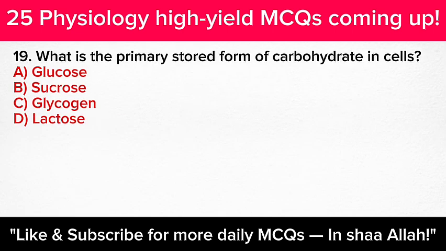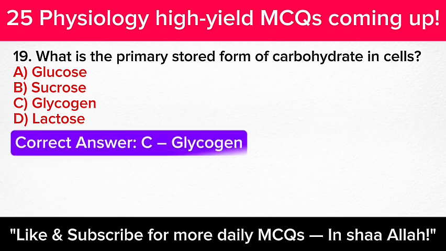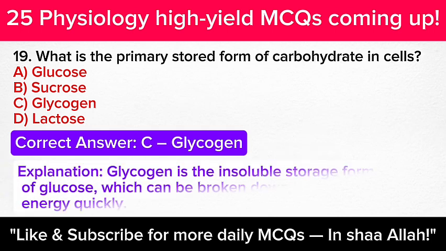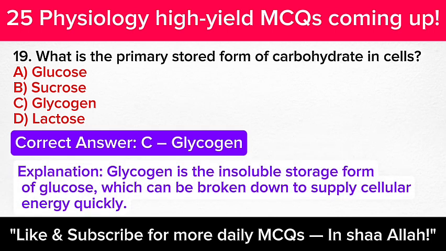19. What is the primary stored form of carbohydrate in cells? A. Glucose. B. Sucrose. C. Glycogen. D. Lactose. Correct answer, C. Glycogen. Explanation. Glycogen is the insoluble storage form of glucose, which can be broken down to supply cellular energy quickly.